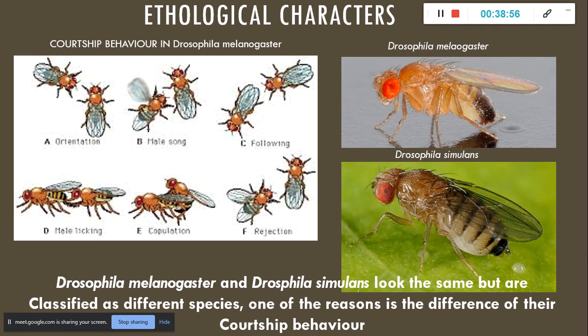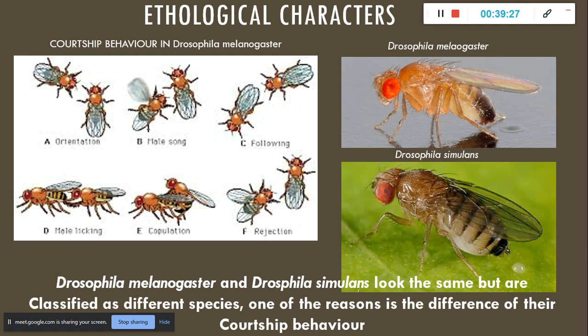So if a melanogaster female gets a Drosophila simulans male dancing, the female will not understand that the male is wanting to mate with her. So it will not respond. Only a melanogaster male, when it dances in a particular pattern, the female will understand, okay, this male wants to mate with me. Then the female will mate with the male. But if it's a simulans male, it will not. So by this you can classify there are different species.